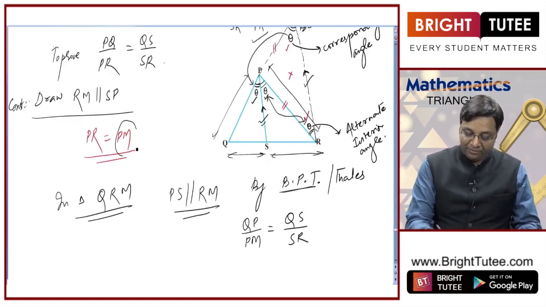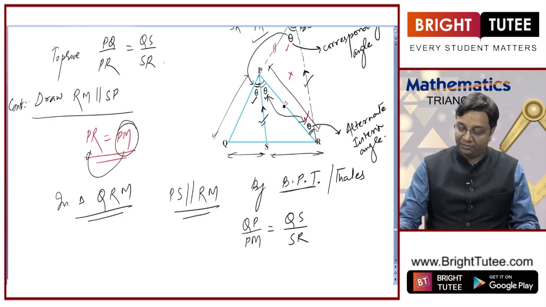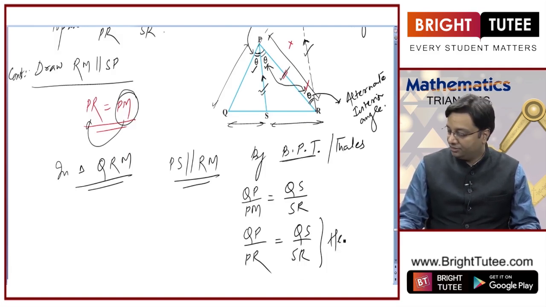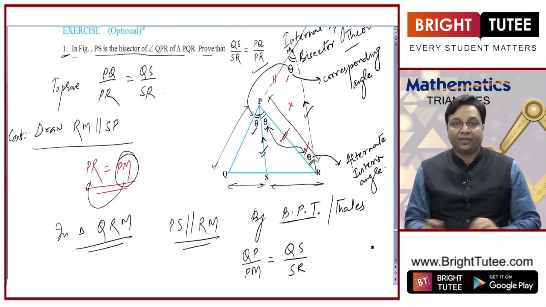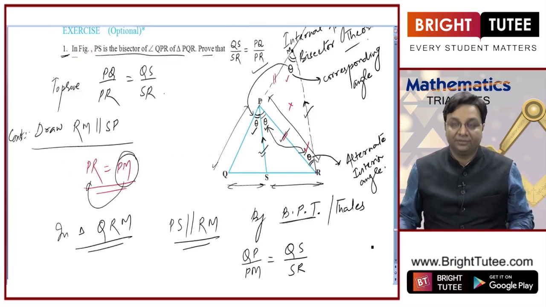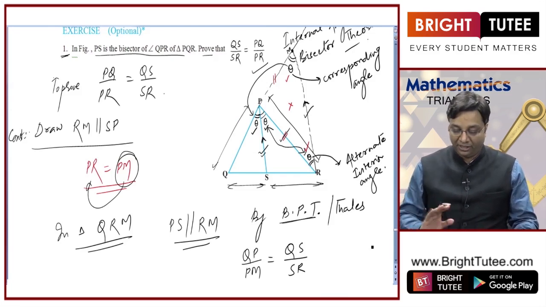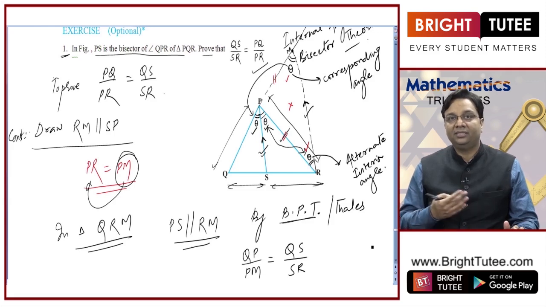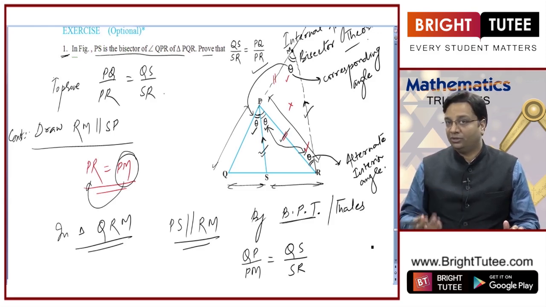Now what is PM? PM is nothing but PR. PM is equal to PR. So let me replace PM by PR: PQ by PR is equal to QS by SR, hence proved. This was as simple as this. I have not written any steps, because I don't want you to memorize the steps or cram this solution. I have given you the solution, now you do it yourself.